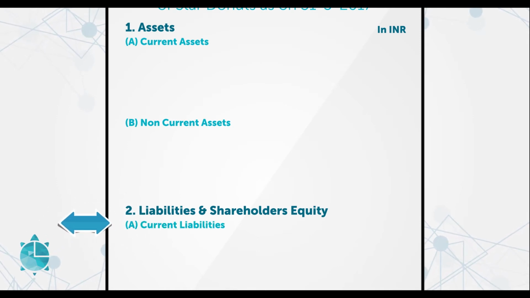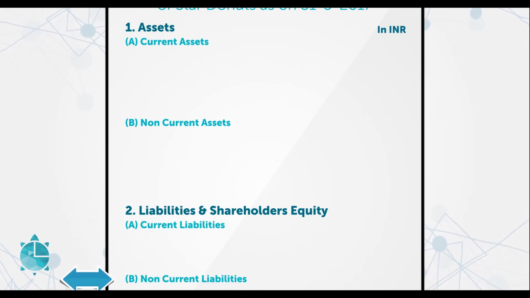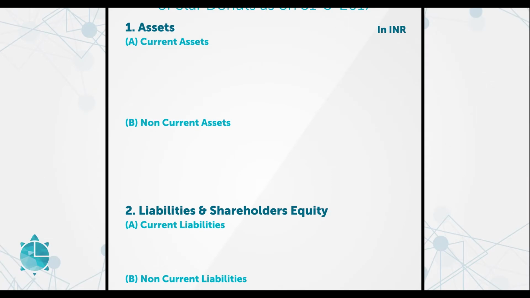Current liabilities are usually paid within 1 year, and non-current liabilities are to be paid over longer periods, usually greater than 1 year. In case the company is up for liquidation, the same order is followed.